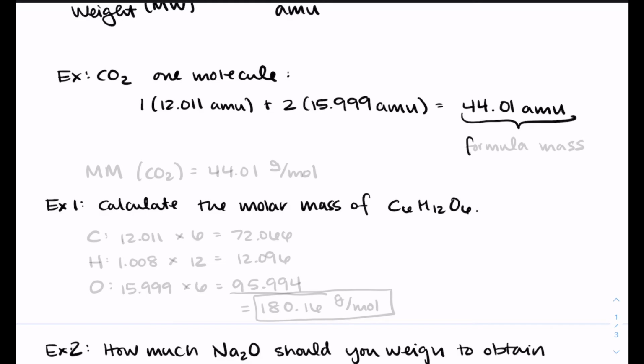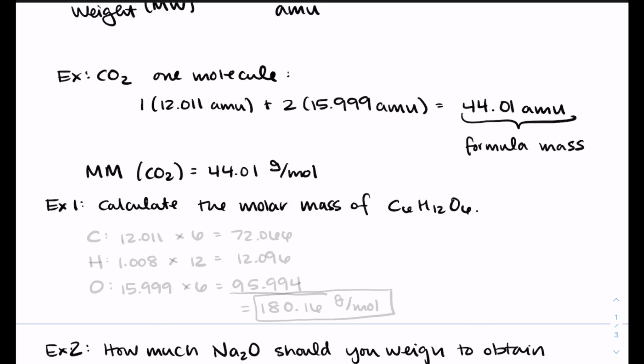And you could call this the formula mass. We'll end up just normally calling it the molecular weight because it's for the molecule, or generically calling it the molar mass of CO2. So carbon dioxide, one molecule weighs 44.01 AMU, which means that 1 mole weighs 44.01 grams. So the molar mass of carbon dioxide is 44.01 grams per mole.